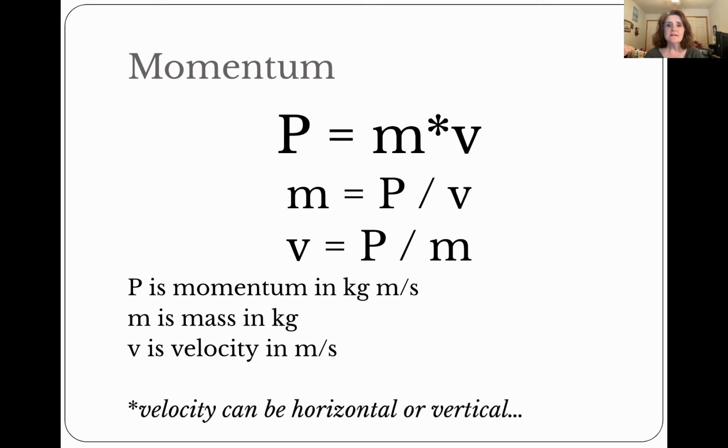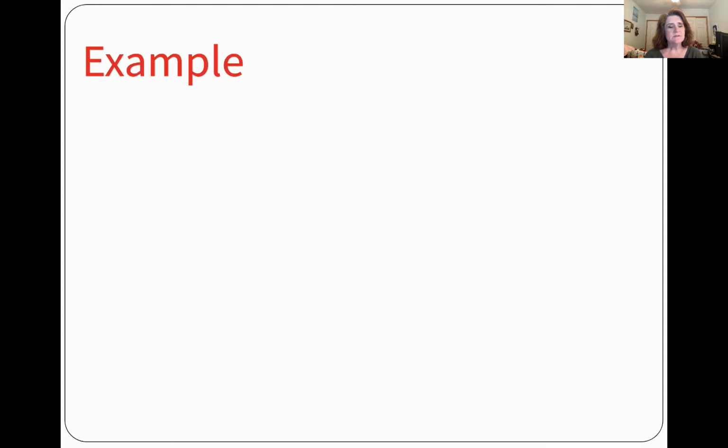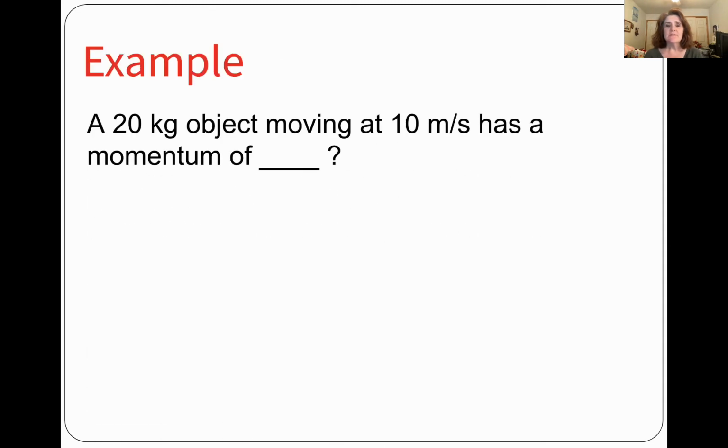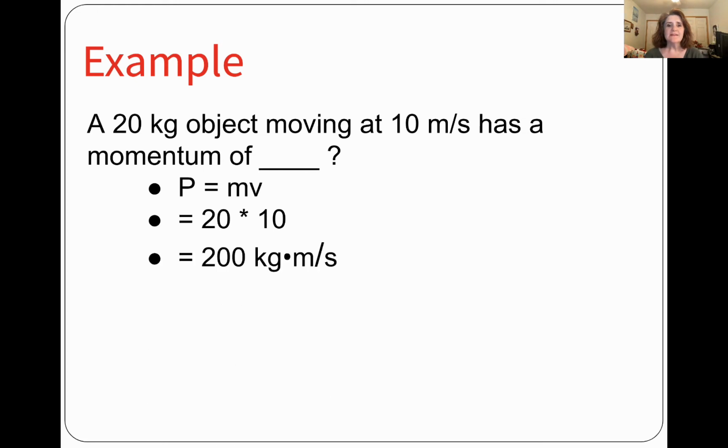Remember that velocity can be horizontal or vertical. Here's an example. A 20 kilogram object moving at 10 meters per second has a momentum of what? P is equal to m times V. 20 times 10 is 200 kilogram meters per second.